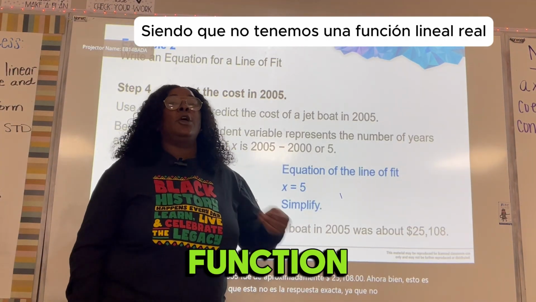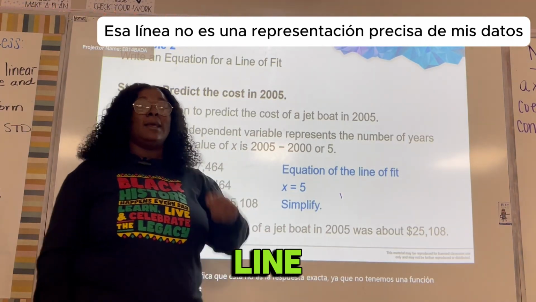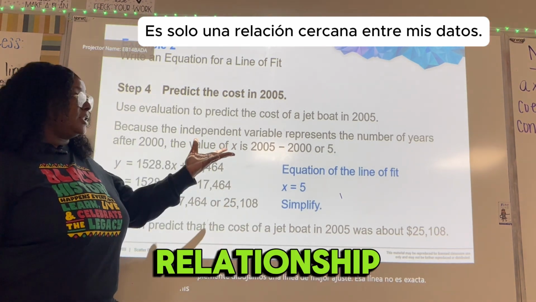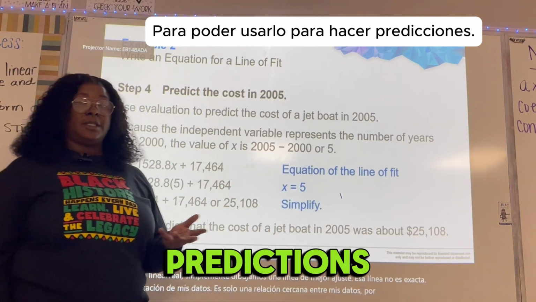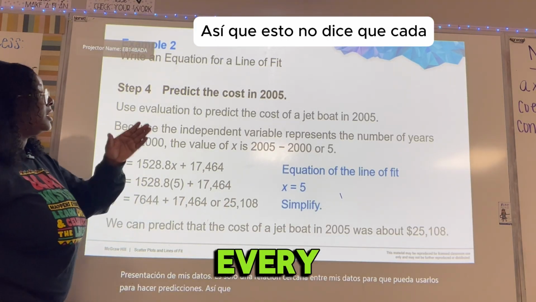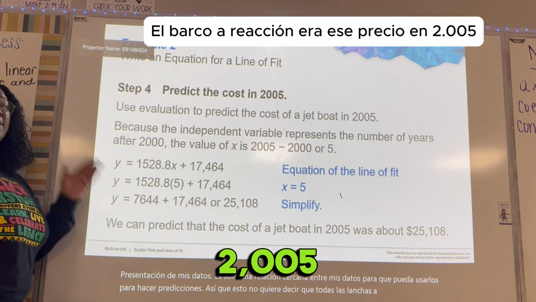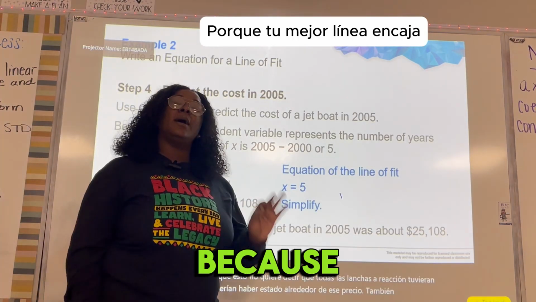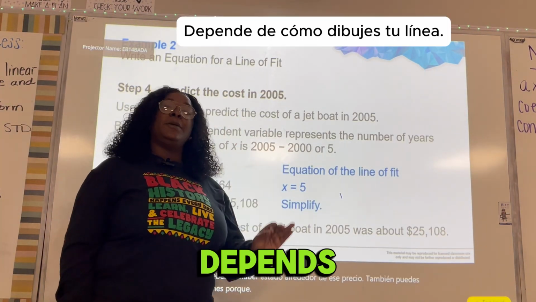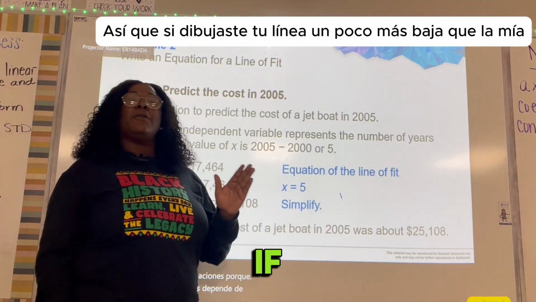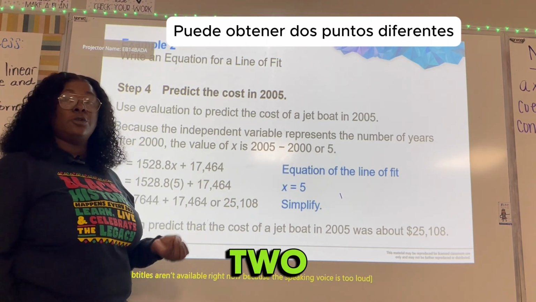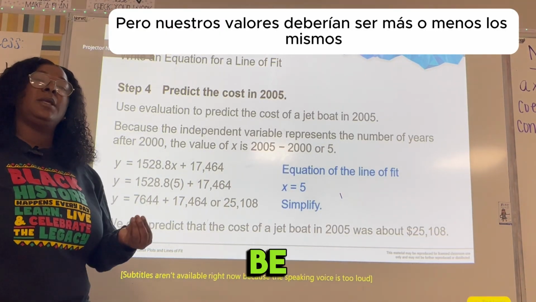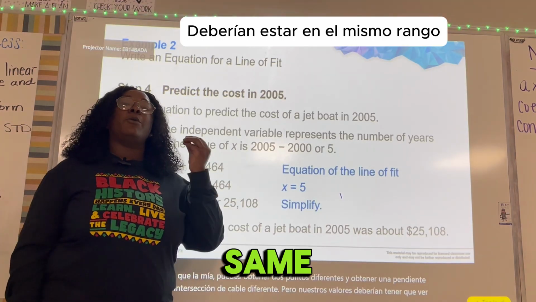Now, this is a prediction, meaning this is not the actual accurate answer, being that we do not have an actual linear function. We just drew a best fit line. That line is not an accurate representation of my data. It is just a close relationship between my data, so I can use it to make predictions. So this is not saying that every jet boat was that price in 2005, but they should have been around that price. You can also get different equations because your best line fit depends on how you draw your line. So if you drew your line a little lower than mine, you may get 2 different points and get a different slope and a different y-intercept, but our values should be about the same. They should be in the same range.